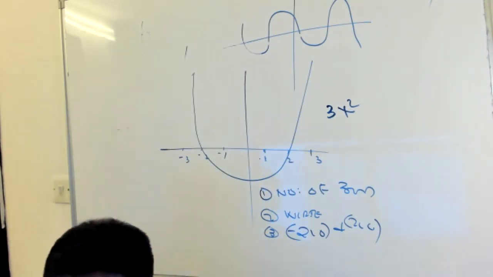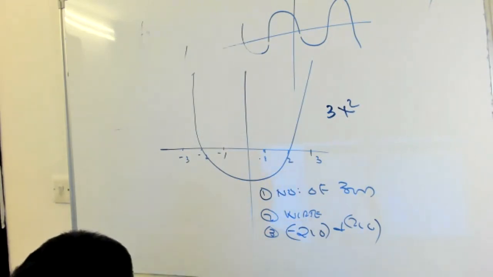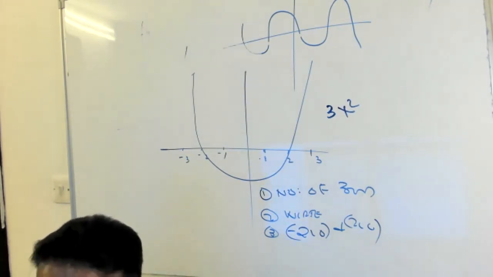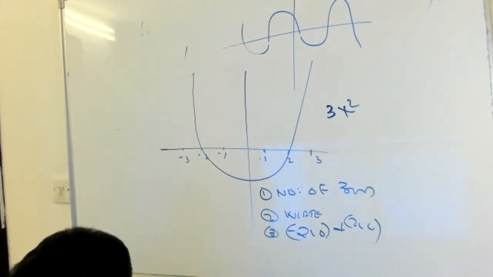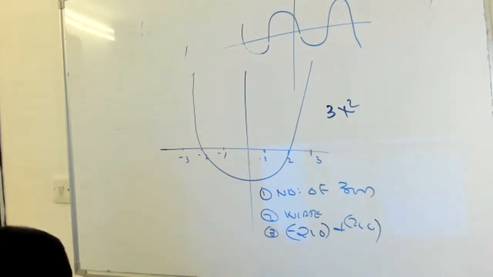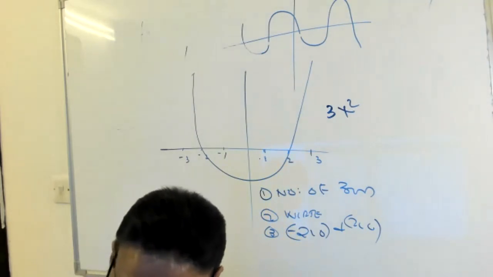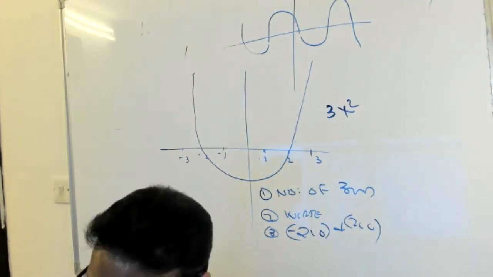And another thing: number of zeros depends on where the line or graph crosses the x-axis, its x coordinate. Clear or not? That's an important word. Where the graph crosses the x-axis, it's the x coordinate, not the y coordinate, the x coordinate. Clear now? Yes, sir. Okay.